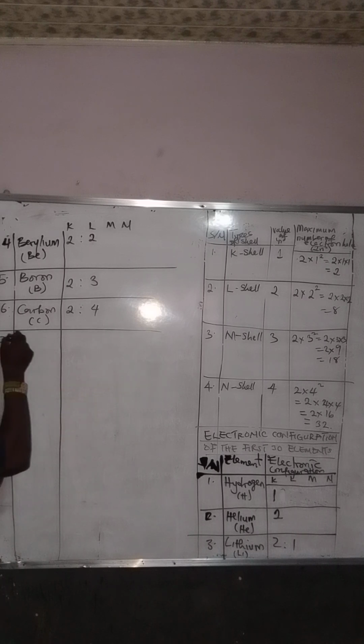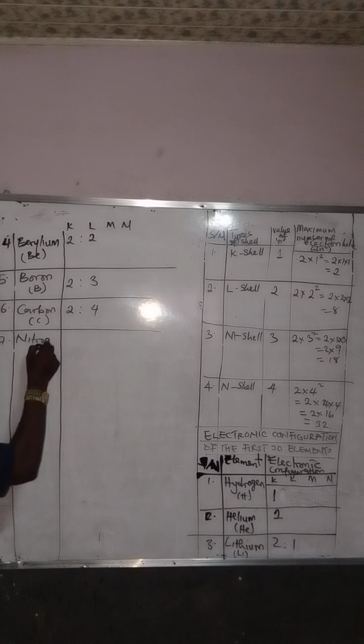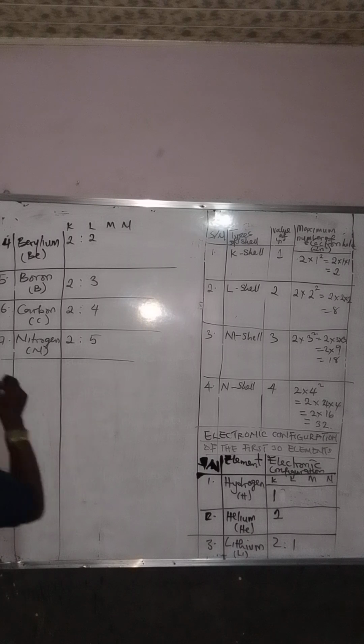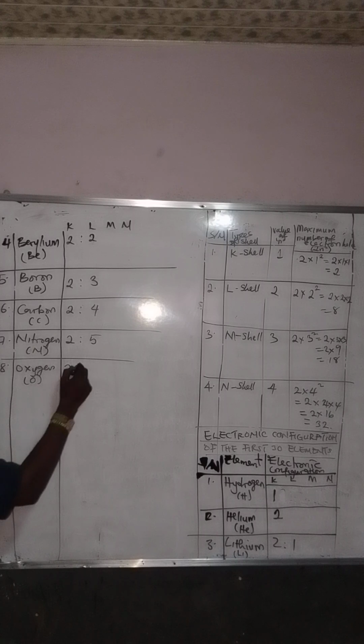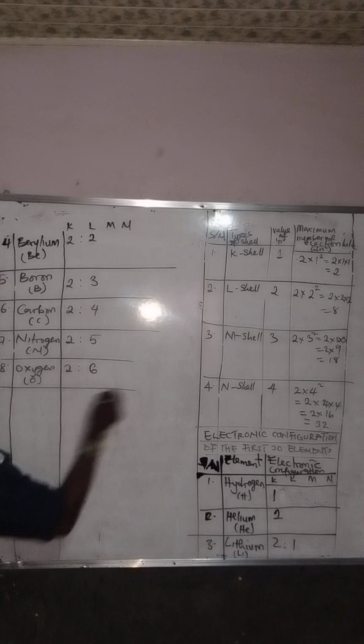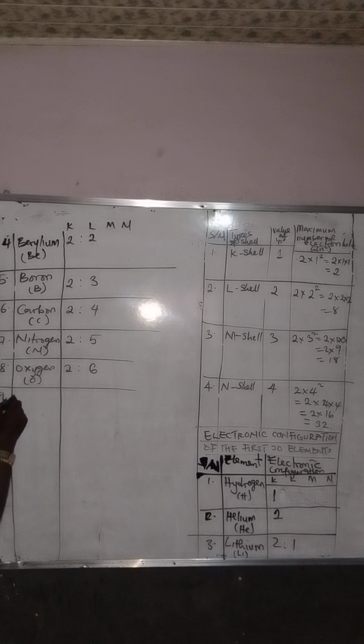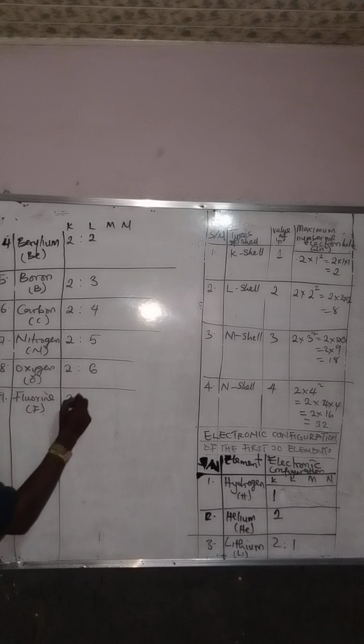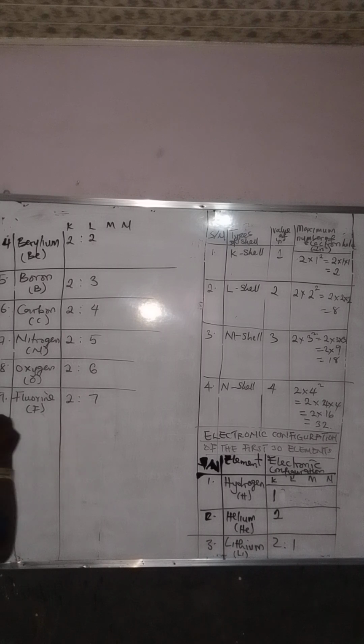The next one is nitrogen. Nitrogen, N, has 7 electrons. 2 will stay here, then 5 will stay here. The next one is oxygen. Oxygen, O, has 8 electrons. 2 will stay here, then 6 will come here. The next one is fluorine. Fluorine, F, has 9 electrons. 2 will stay here, 7 will stay here.